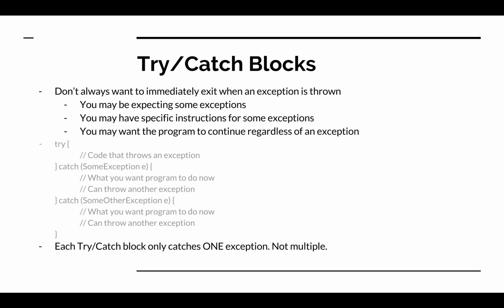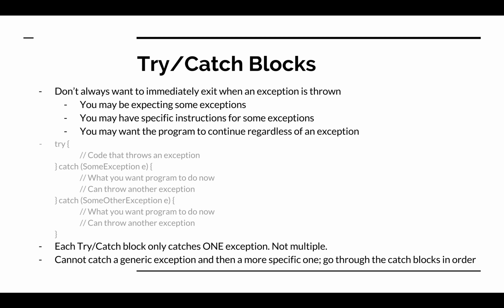Something important to note is that each try-catch block only catches one exception, not multiple. So what that means is, for example, let's say we caught some exception, so that would be the first catch block. If that throws another exception, the second catch block is not going to catch it. So you can only catch one exception from the try block.